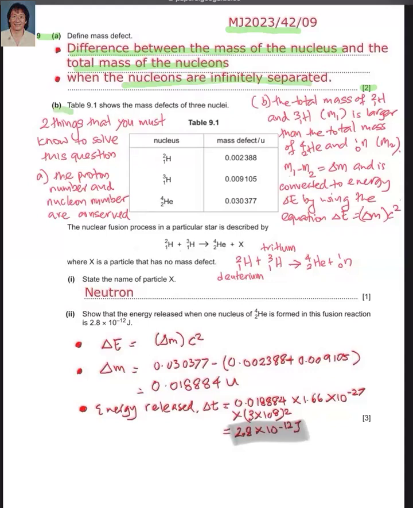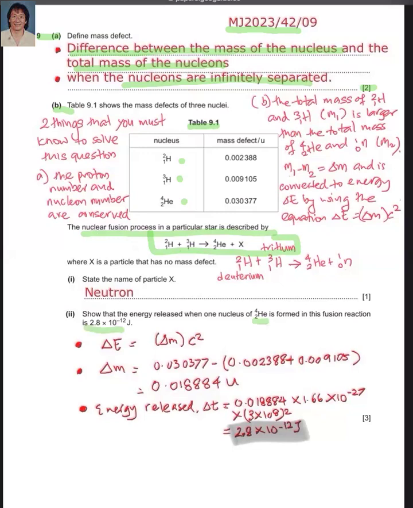Then for part B, table 9.1, which is this table here, shows the mass defect of 3 nuclei. This is your deuterium, this one is a tritium, and this one is a helium. The nuclear fusion process in a particular star is described by this equation, where X is a particle with no mass defect. Part 1, you have to state the name for particle X, and part 2, show that the energy released when one helium nucleus is formed in this fusion reaction is 2.8 times 10 minus 12 joule.